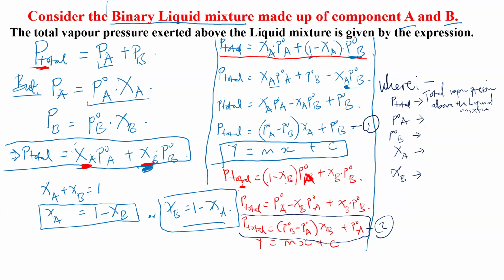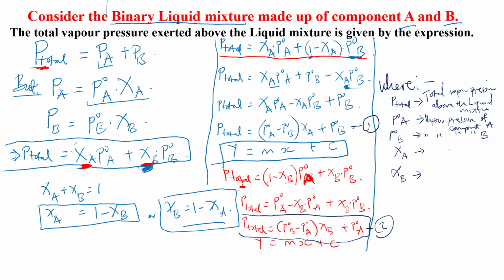Okay, good. Then P naught A is what? Vapor pressure of component A. It is vapor pressure, not partial. Then this one is vapor pressure of component B. I think we don't need to write it.